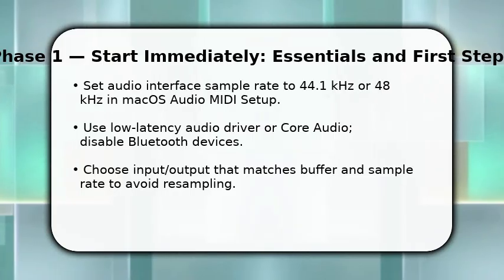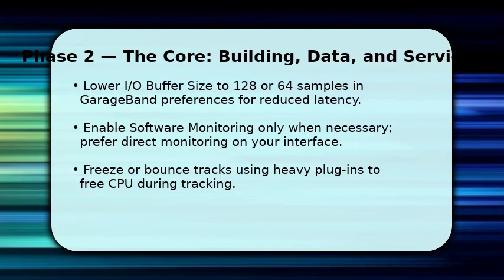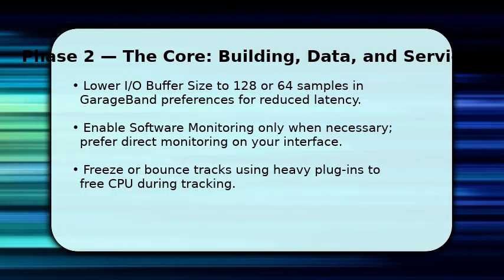You now tackle buffer and monitoring. Open GarageBand preferences and lower the I/O buffer size to 128 or 64 samples to reduce round-trip latency. Note that smaller buffers increase CPU load.